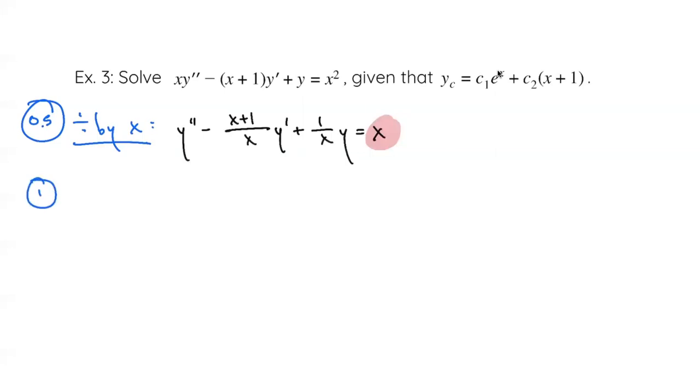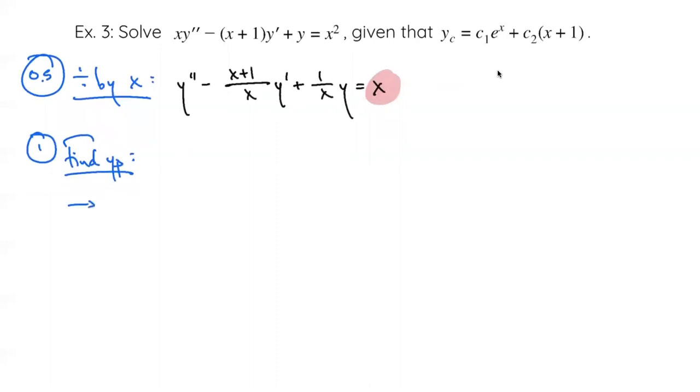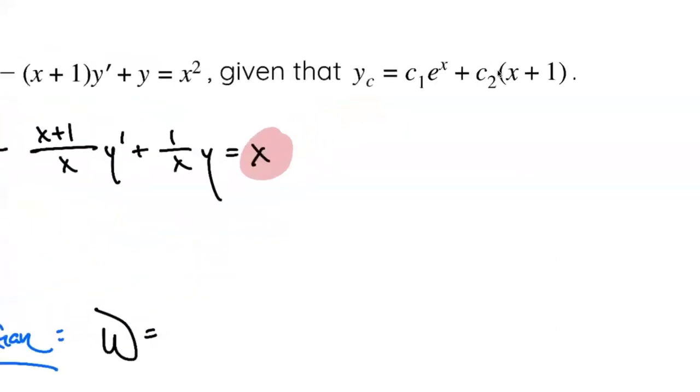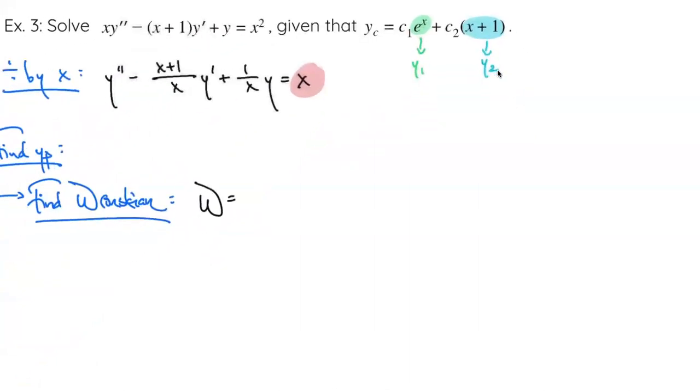All right, we're going to find our y sub p. We're going to find our Wronskian first. And we know that the Wronskian is defined as our y1, y2 in the first row, and then the derivatives of those in the second row. So where do we get that information? Well, this e to the x is going to be my y sub 1, whereas this x plus 1 is going to be my y sub 2. So we have e to the x and then x plus 1. We take our derivative, we get e to the x and 1 in that second row.